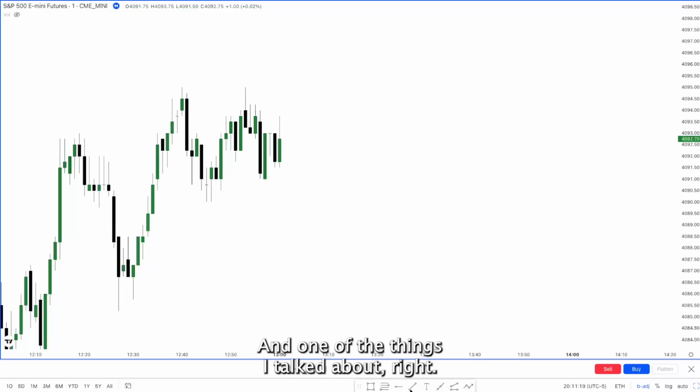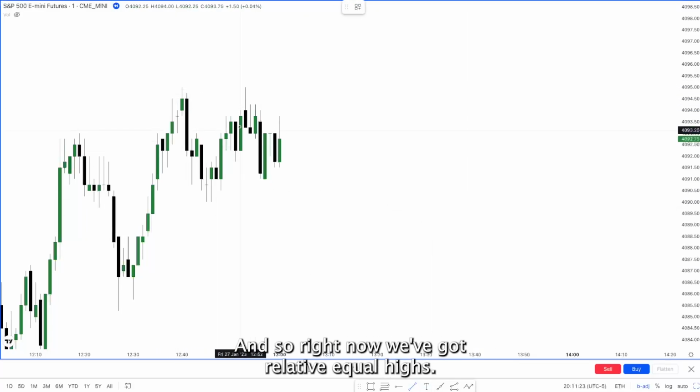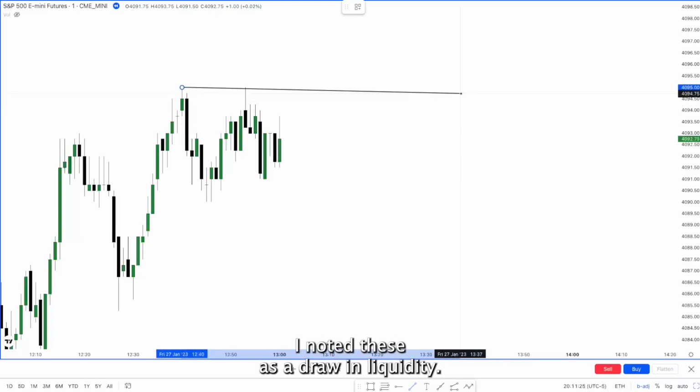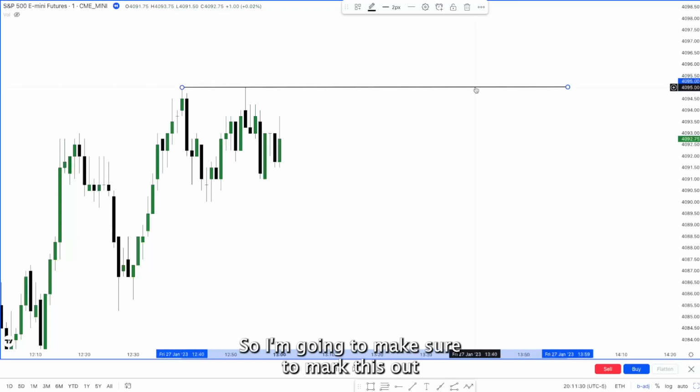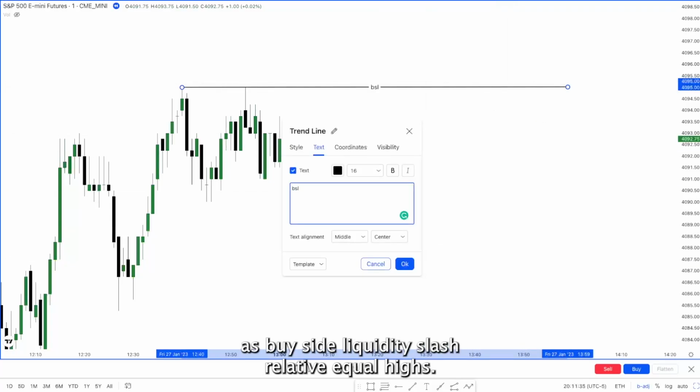And one of the things I talked about, right, you want to see your draw on liquidity above the market. And so right now we've got relative equal highs. I noted these as a draw on liquidity. I know that the market wants to take out the buy stops above this level. So I'm going to make sure to mark this out as buy side liquidity / relative equal highs.